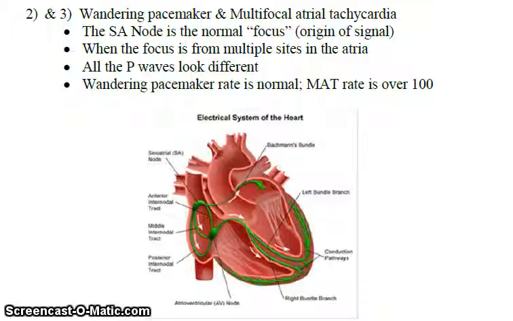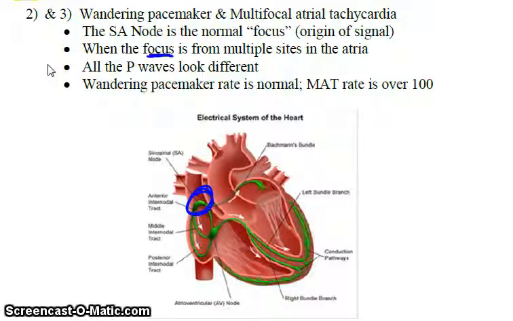The next supraventricular arrhythmias are numbers 2 and 3. I put them together, the wandering pacemaker and the multifocal atrial tachycardia. I know that's a mouthful, but these are basically the same thing. Okay, just as a recap, the SA node is the normal focus or the normal origin of signal. So here, the SA node, that's where the impulse should originate. That is the pacemaker of the heart. That's where the impulse should come from.